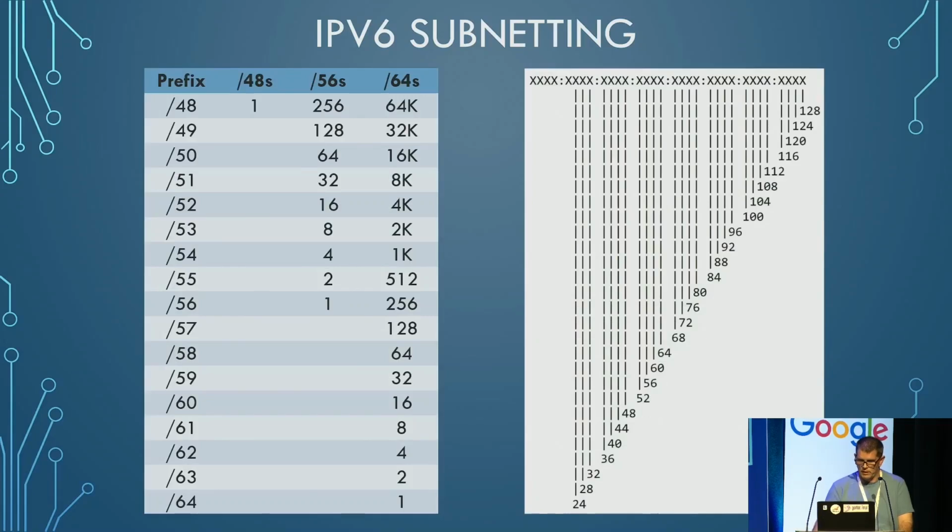Here's a larger breakdown, and this is certainly not a complete list, but it gives you some indication of the scale of IPv6 subnets. So a /48 obviously has a single one, has 256 /56s and 65,000 /64s. We get a lot of IP addresses.